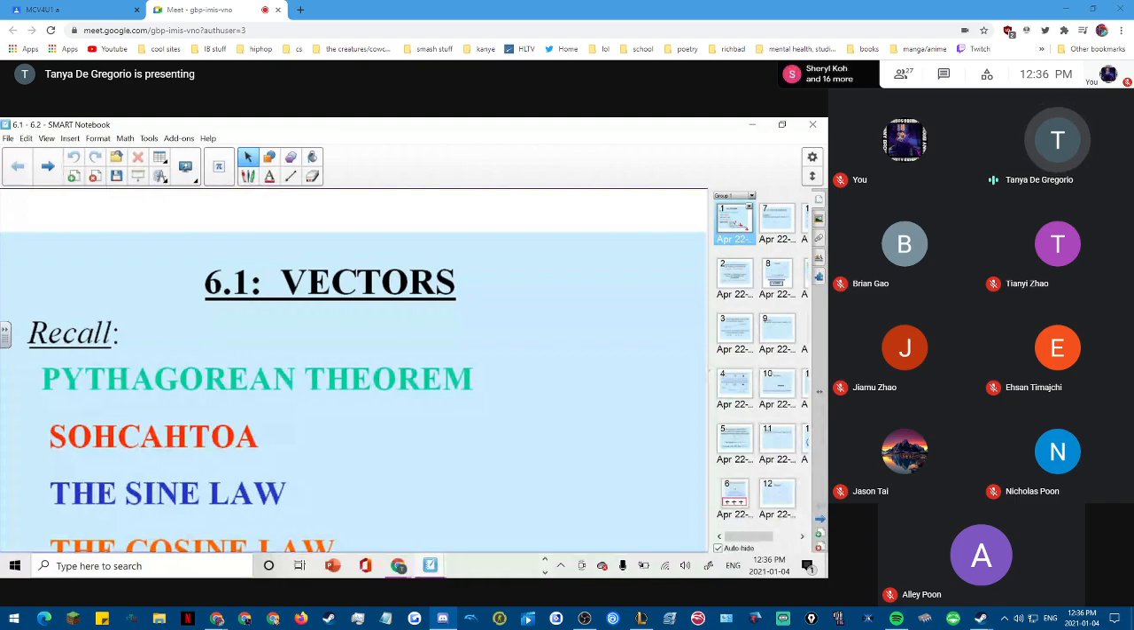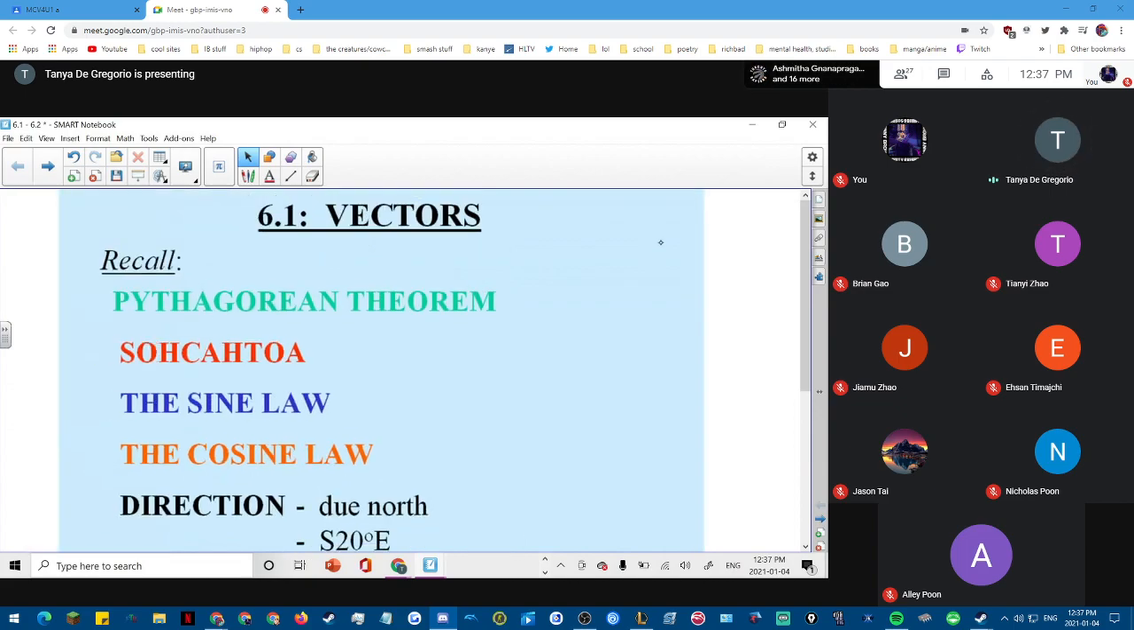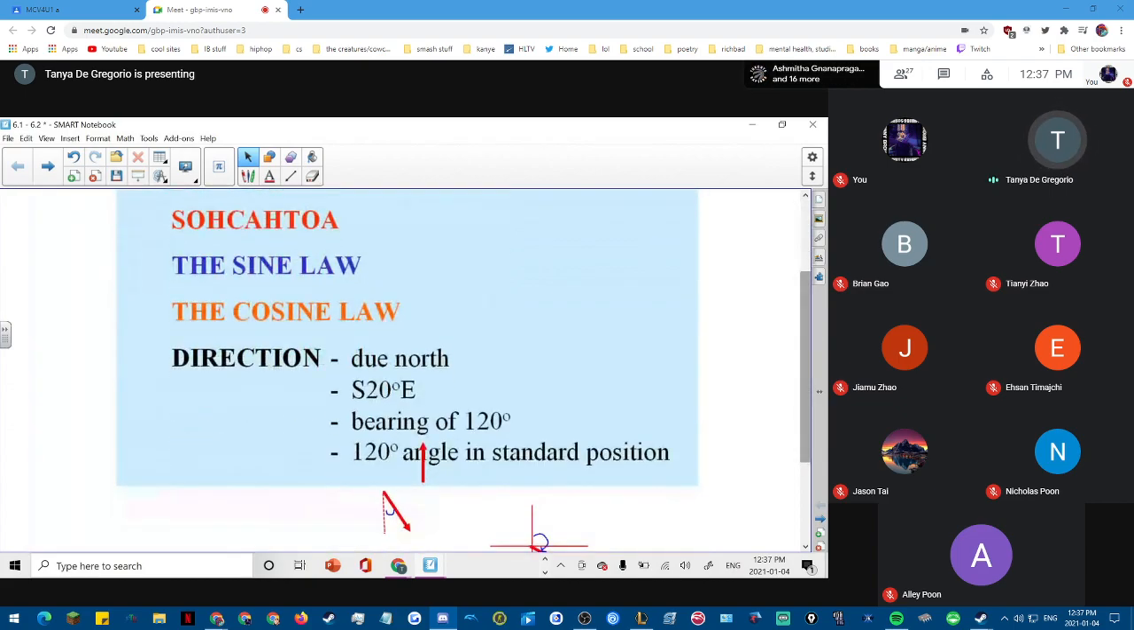What are we going to be using in this chapter, or really throughout all the chapters in vectors, is the Pythagorean theorem, SOHCAHTOA, the sine law, the cosine law. Just by looking at the topics that we are reviewing, you should realize that we're going to be dealing with right angle triangles, or triangles in general. All right, so let's talk about direction.